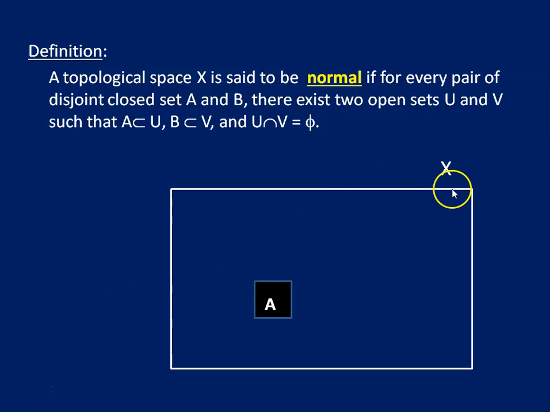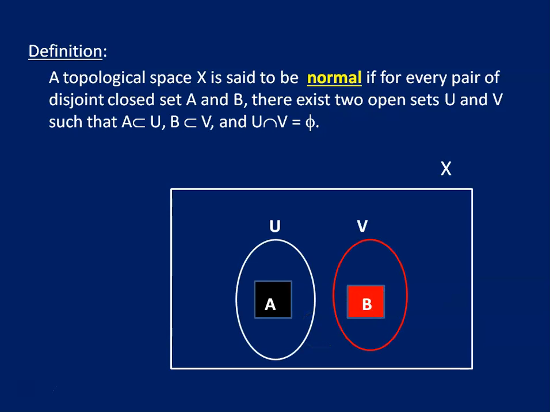Here we have this topological space X, and we have here A and B. For every pair of disjoint closed sets A and B, if there exist two disjoint open sets U and V which separate them, then only we say that the space is normal.